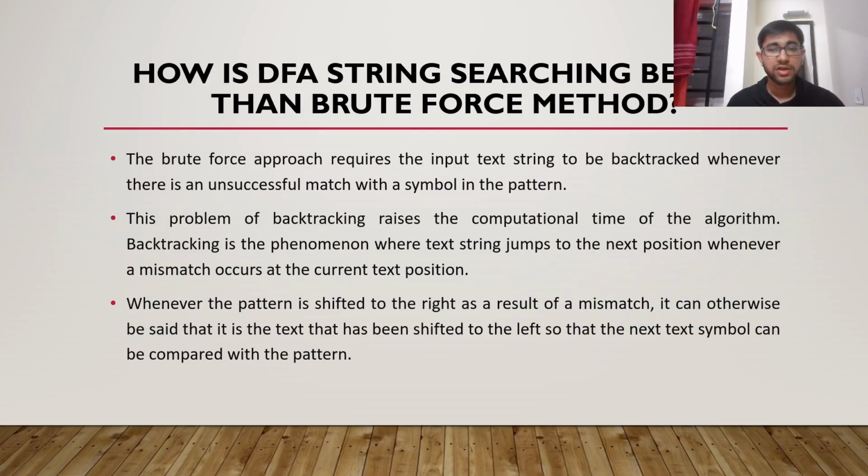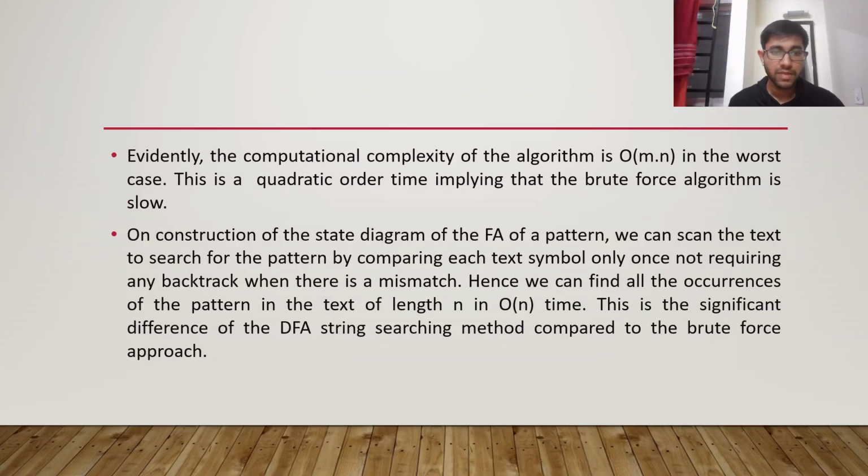Now, how is the DFA searching algorithm better than the brute force approach? The brute force approach requires the input text string to be backtracked whenever there is an unsuccessful match with a symbol in the pattern. This problem of backtracking raises the computational time of the algorithm. Backtracking is the phenomenon where the text string jumps back whenever a mismatch occurs at the current position. Whenever the pattern is shifted to the right as a result of a mismatch, it can otherwise be said that the text has been shifted to the left, so the next text symbol can be compared with the pattern. Evidently, the computational complexity of the algorithm is O(m·n) in the worst case. This is quadratic order time, implying that the brute force algorithm is slow.